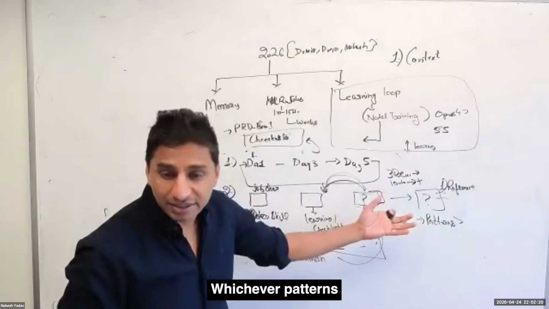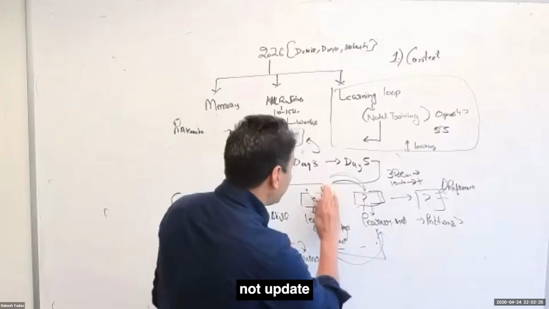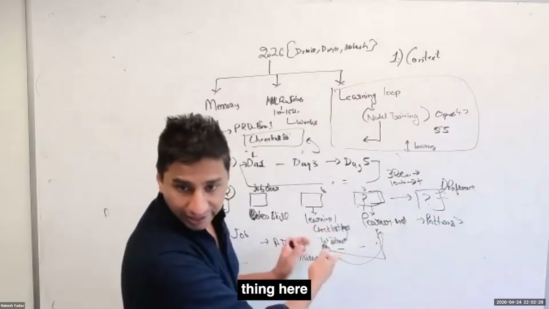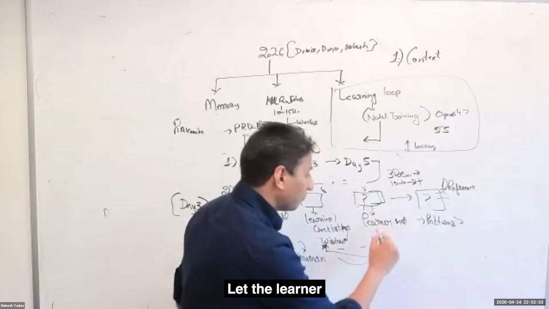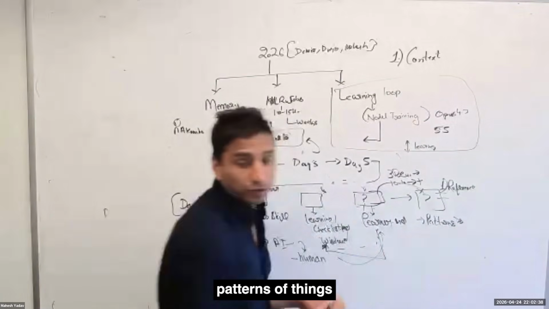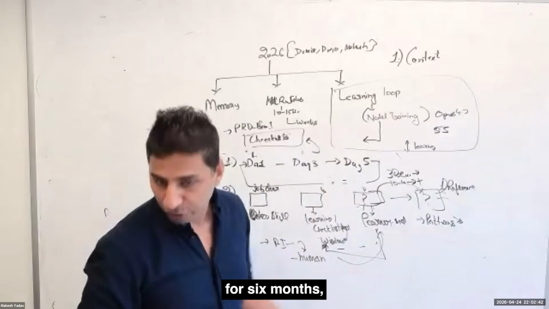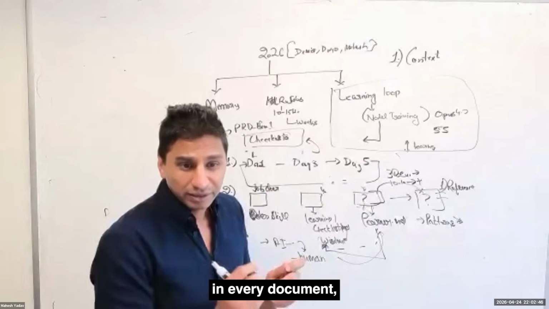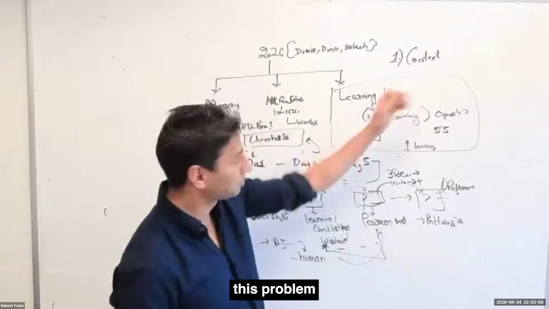Which are the patterns that are sticky, that come again and again? Let's not update this checklist or this wisdom or this whole thing here every day. Let the learner find it out, and then we need something which finds patterns of things that are never changing. I'm doing this again and again every time for a month, for 6 months, for a year, and if I'm doing the same thing in every document, that's a good signal. Maybe that's one way to catch or solve this problem.